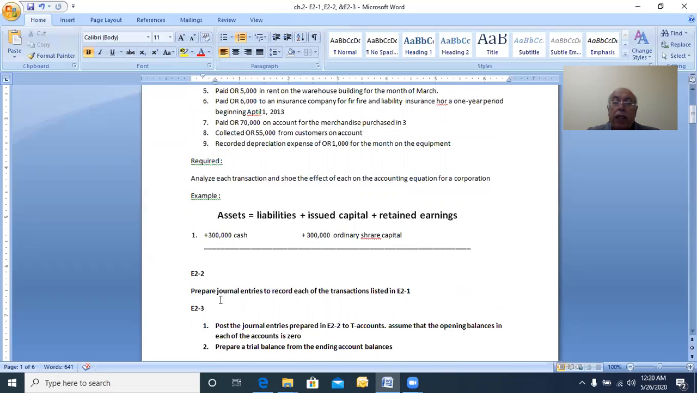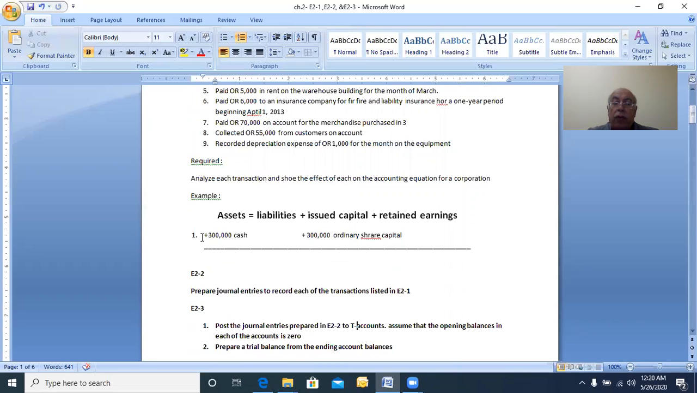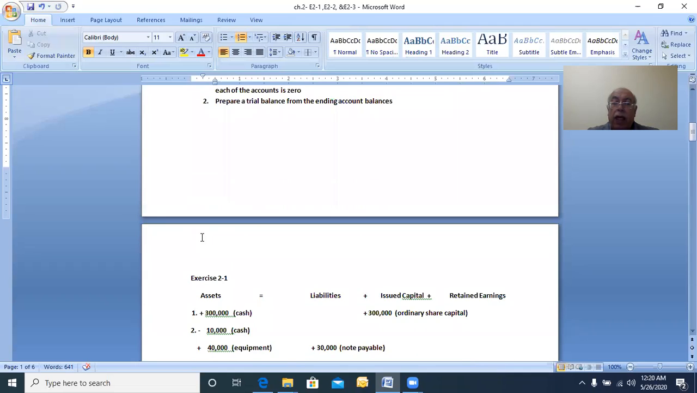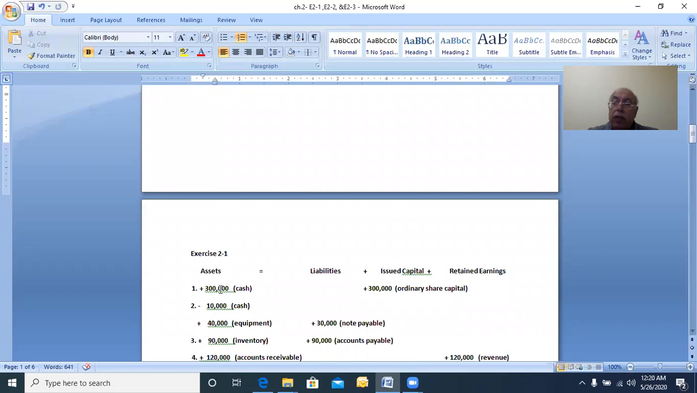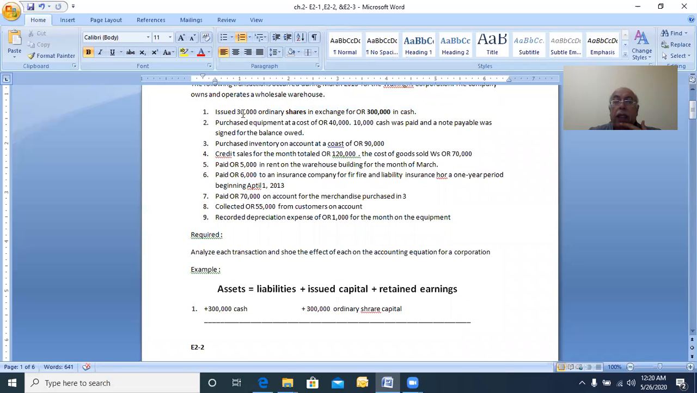Okay, let's go back to the 9 transactions as mentioned here. I'll show you how to solve this question. This is exercise 2.1. We solve the first transaction, issued ordinary shares, 30,000 ordinary shares, and the total was 300,000.